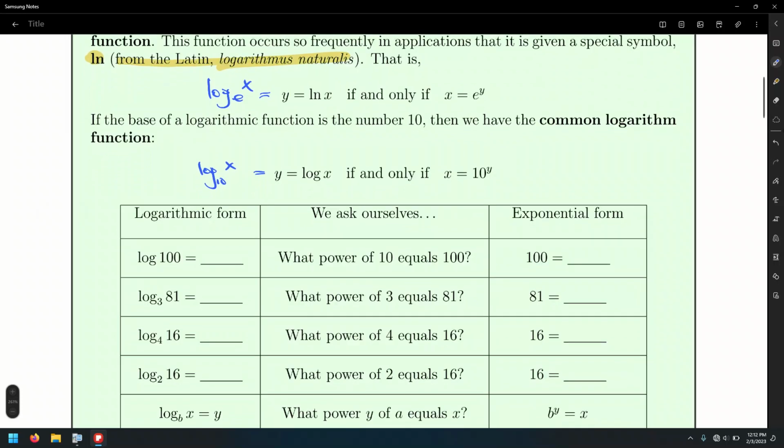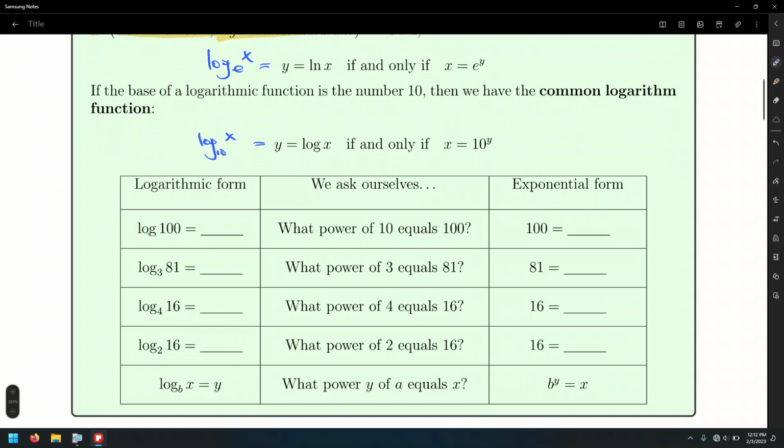Okay, so let's talk about expressions in logarithmic form and exponential form. That's going to complete our definition. They're asking us to evaluate the logarithm of 100. What does that mean, to evaluate the logarithm of 100? Well, they're asking us what power of 10 equals 100. What would that be?